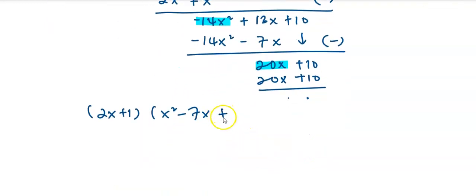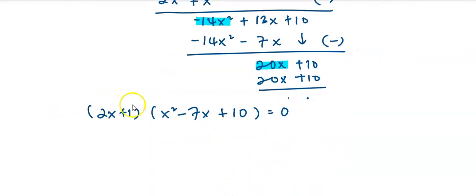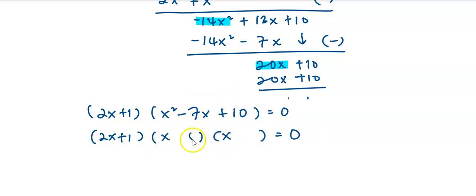All right. So this is your cubic equation that is already factorized into this form. But this is not yet factorized completely. Maybe we can see that this quadratic factor can be factorized further. So we try. We have a 5, 2, negative, negative. Yes, it can be factorized into x minus 5 multiplied by x minus 2. So we say this is factorized completely.